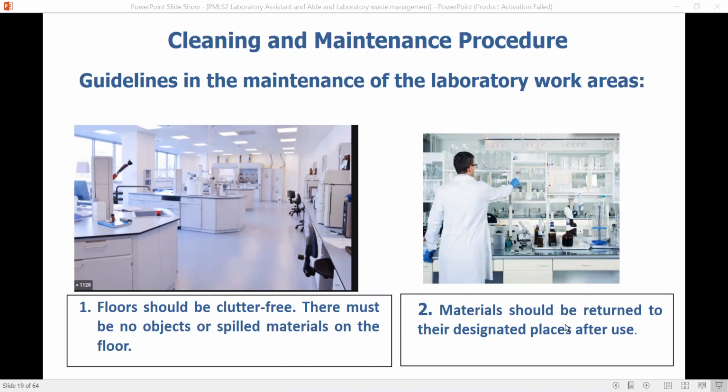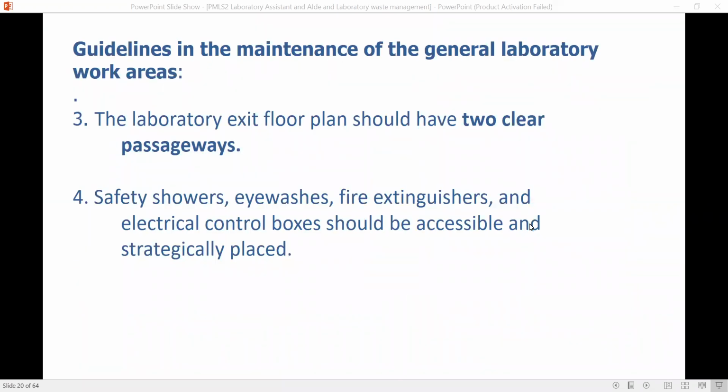Okay. Next, materials should be returned to their designated places after use. So things need to be organized. After using, return them. And then number 3, the laboratory exit floor plan should have 2 clear passageways. So two exits, two doors. Clear means unobstructed, nothing blocking or in the way. So the laboratory should have 2 exit doors. Make sure, this is important. Two, so that in case of emergency, you will not be crowding at one exit door.